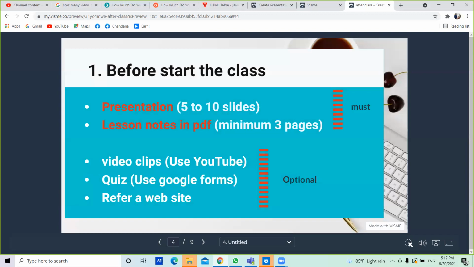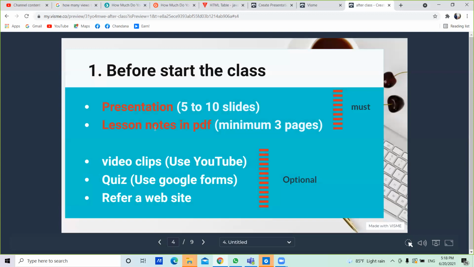Right, then optional. If you can deliver these things also, very good. Otherwise, there is no need to give them. But if you are able to give these things, it will help to improve the abilities or skills of the students. If you can, you can give video clips or a quiz, or you can give a URL to refer to a website before coming to the classroom. You can ask the students to refer to the website and come, or you can give a set of questions: please answer these questions and come to the classroom. In that way, you can decide what things you are going to give to the students to do before coming to the classroom.